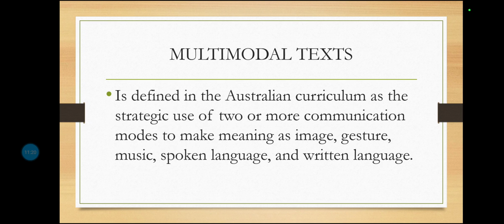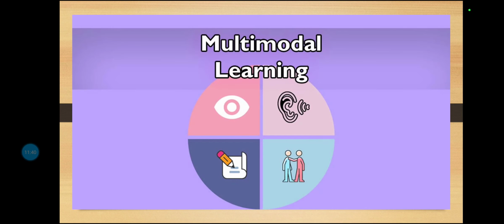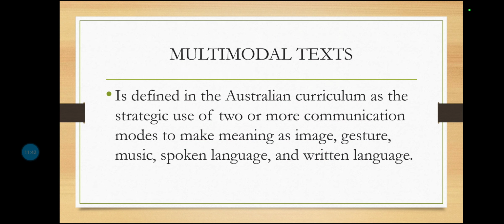And then we have multimodal text. This is defined in the Australian curriculum as the strategic use of two or more communication modes to make meaning, such as image, gesture, music, spoken language, and written language. So a multimodal text can be paper. Okay, so we have books, comics, posters. Okay, it can be digital.